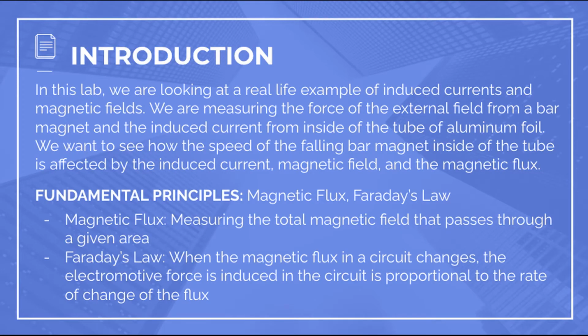So first, in this lab, we are looking at a real-life example of induced currents in magnetic fields. We are measuring the force of the external field from a bar magnet and the induced current from inside of the tube of the aluminum foil. And then we are trying to see how the speed of the falling bar magnet inside of the tube is affected by the induced current, the magnetic field, and the magnetic flux.